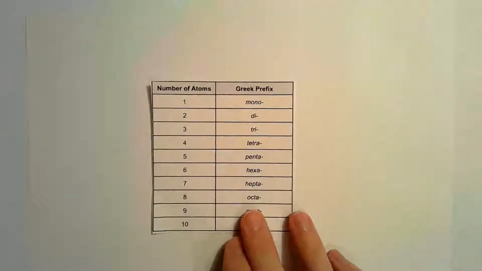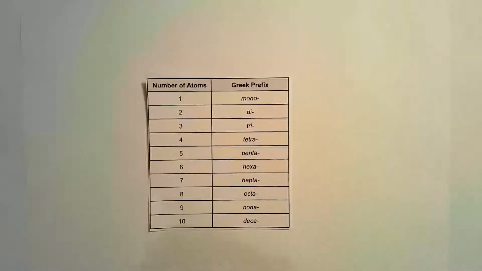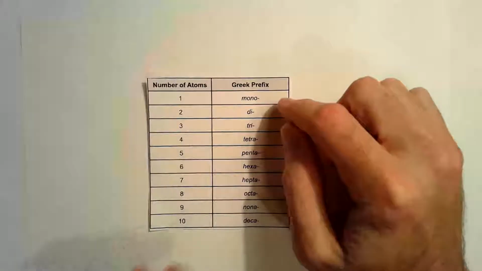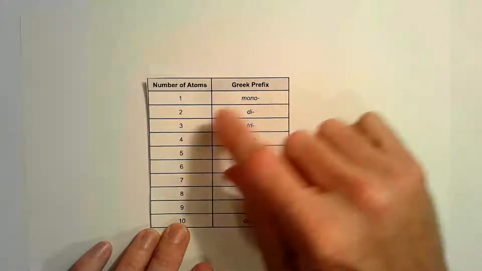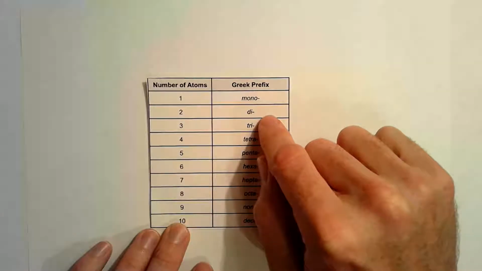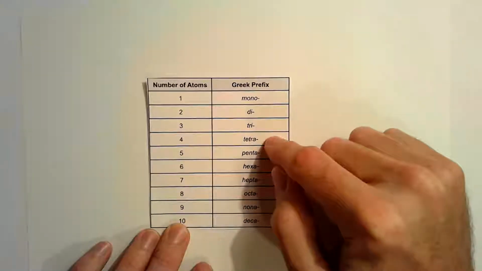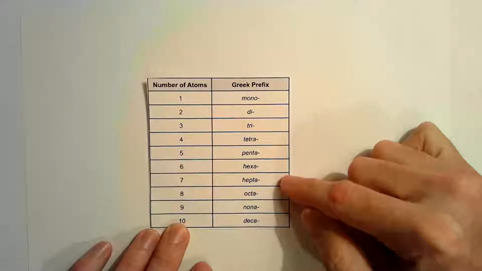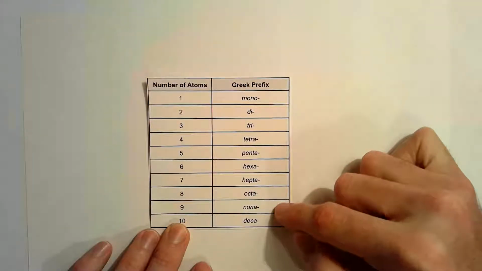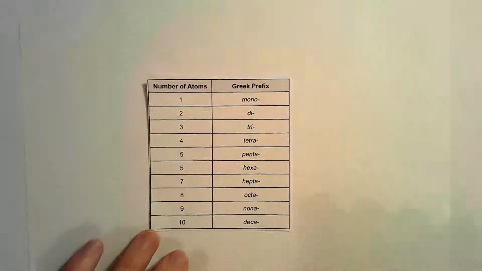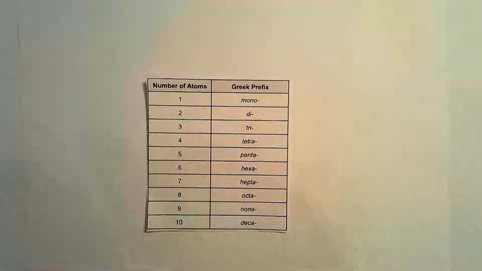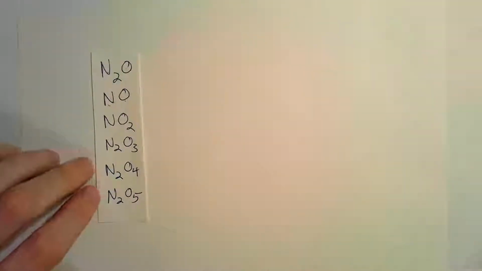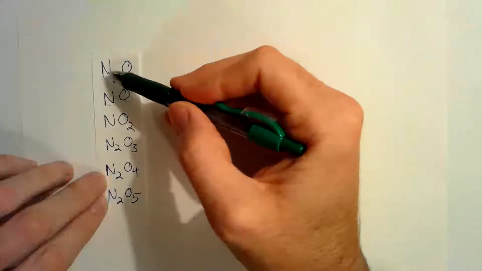So remember where you are in the video, so you can go back to it. If we have one atom, its Greek prefix is mono. Two atoms is di, and then tri, tetra, penta, hexa, hepta, octa, nona, and deca. There are more, but you only need to know the first 10. So let's do some examples with the same elements, but just different numbers of them.